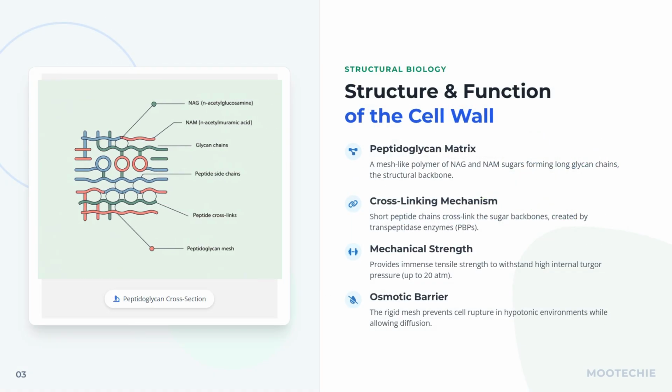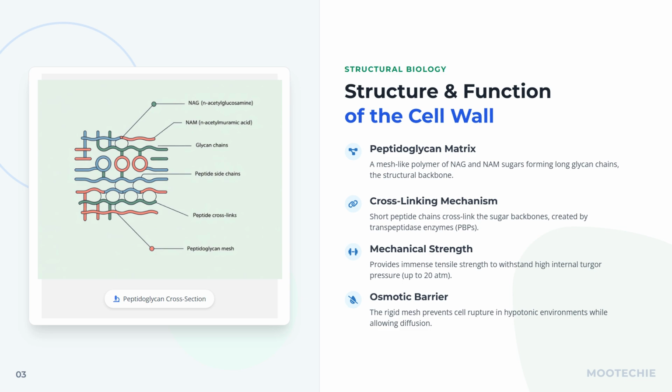Structural biology. Structure and function of the cell wall. Peptidoglycan matrix, a mesh-like polymer of NAG and NAM sugars forming long glycan chains, the structural backbone. Imagine a fabric woven from long sugar strands. This fabric, the glycan backbone, gives the wall its basic shape and flexibility.